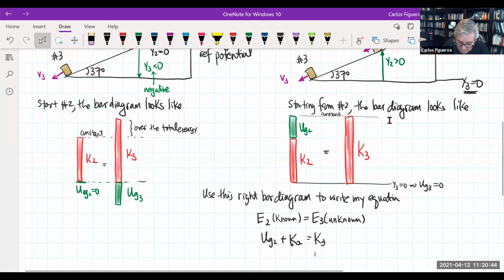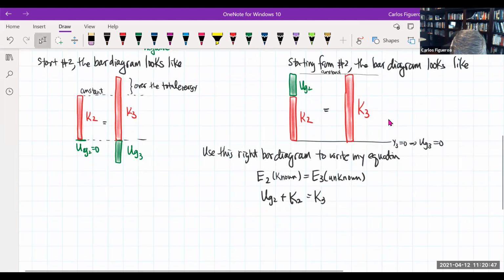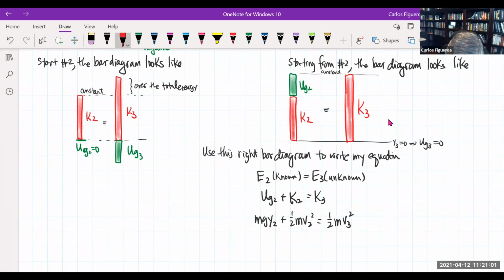So when I write this down, this is going to be mg y2 plus 1/2 mv2 squared, and this is going to be 1/2 mv3 squared. What I'm seeing here is that we've already calculated this. We said that V2 was equal to 2.4 meters per second. This guy is the unknown, and we don't know the height Y2. So this we have to calculate.